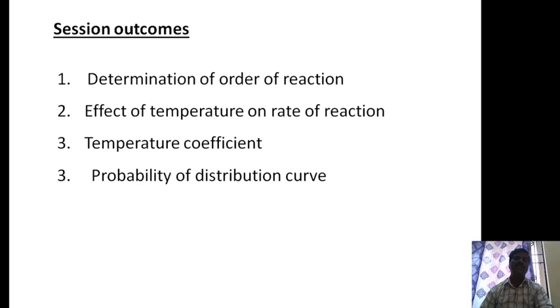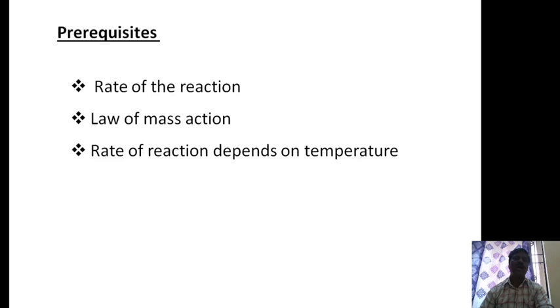Now, before the commencement of this session, you already know about rate of the reaction, then law of mass action, then that the rate of the reaction depends on the temperature also. You already know these concepts. By using these concepts, you have to study a few more concepts in this session.